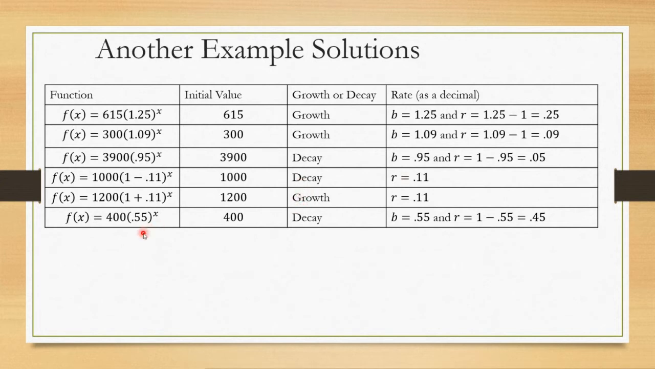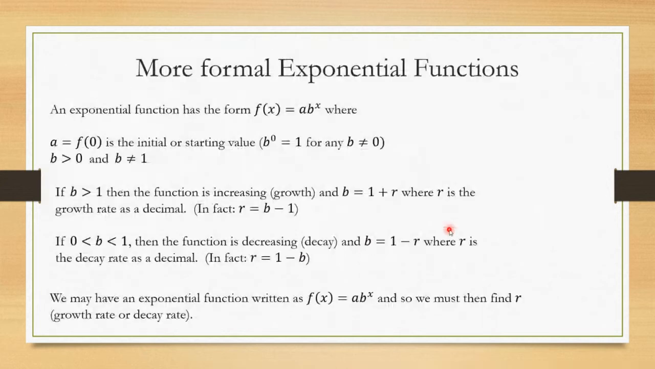And here also the last one, again, we saw this last time. The initial value is 400, 0.55 to the x. Your b here is 0.55, decay because it's less than 1. So how do you get r? You get 1 minus that, like so.